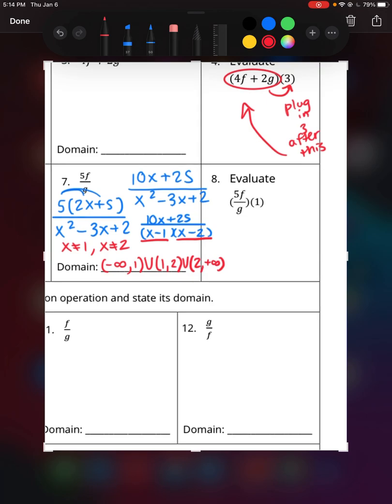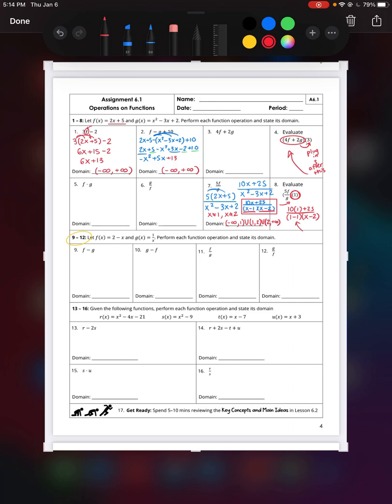So for number 8, you're going to take what you have for number 7. So you're going to take this equation or function, and you're going to plug 1 into that, okay? For this number 8, you're going to plug in 1. So you're going to take this, and you're going to plug 1 into it. Just like that. And then you have to determine what's going to happen here. And I think we already see there's a problem, okay? So I hope that clears things up a little bit. And then 13 through 16 are really, really similar to that, okay?